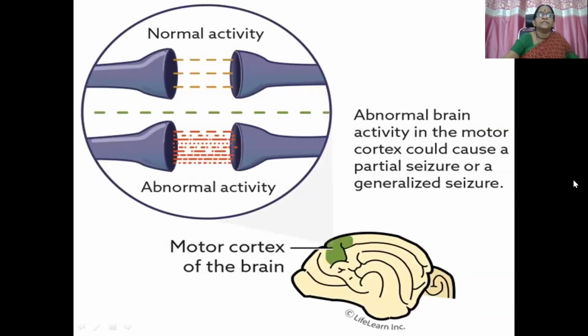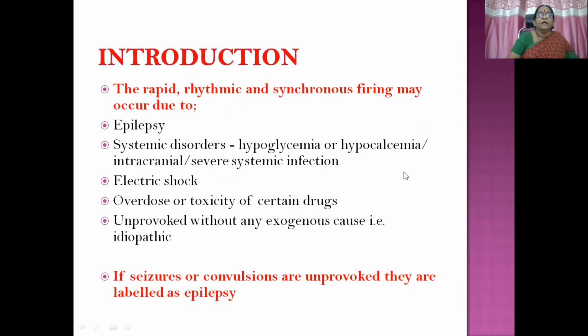Here you can see the normal activity: neuronal discharge of action potentials occurring at regular intervals of time. And here the neuronal discharge is too rapid, all of a sudden, and multiple or recurrent. This is abnormal activity. The rapid, rhythmic, and synchronous firing may occur due to epilepsy, and also due to other disorders which can lead to epileptic-like disorders.